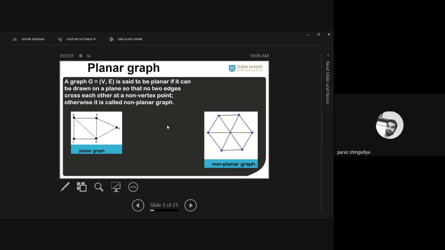It can be drawn means if there is an intersection between two edges, then you have to remove it first, and if it is possible to draw such a graph without crossing over the edges, then at last we'll say it is a planar graph. If it is not possible to draw such a graph without crossing the edges, then it will be a non-planar graph.